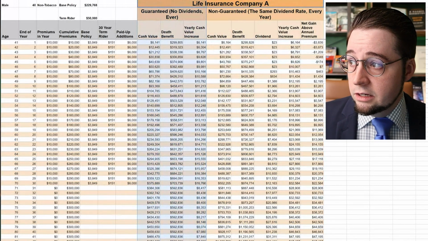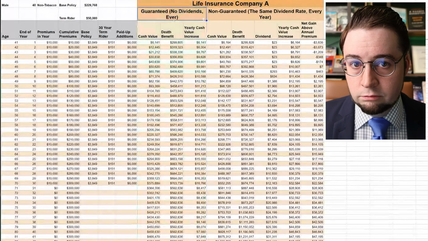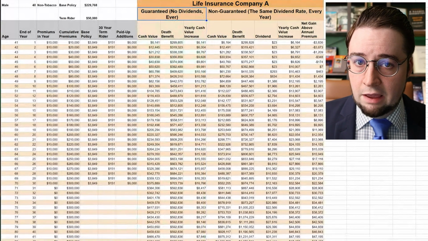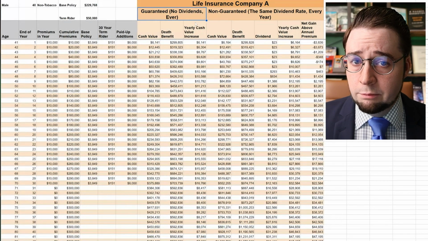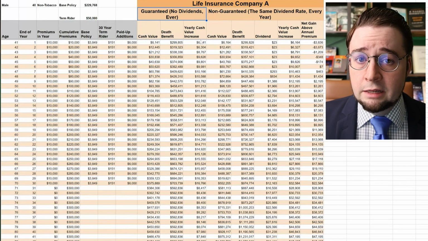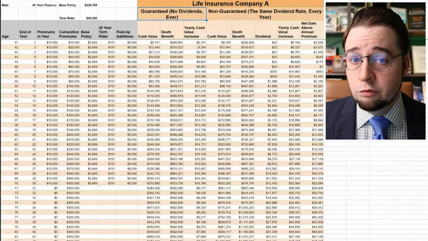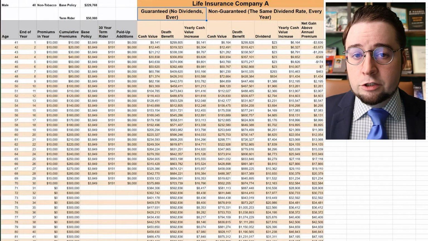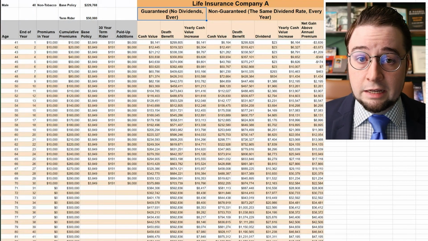But the guaranteed column, or columns, guaranteed numbers are wrong because they assume no dividends ever. In other words, if this is a mutually owned life insurance company, then we're saying in the guaranteed columns that the company will never be profitable ever again after you received your policy.